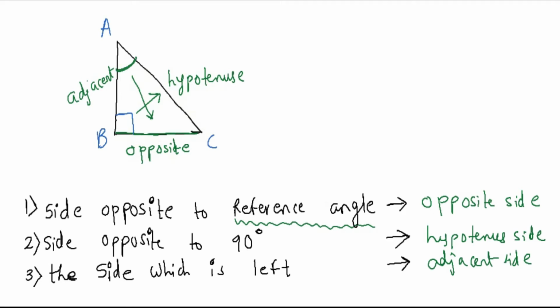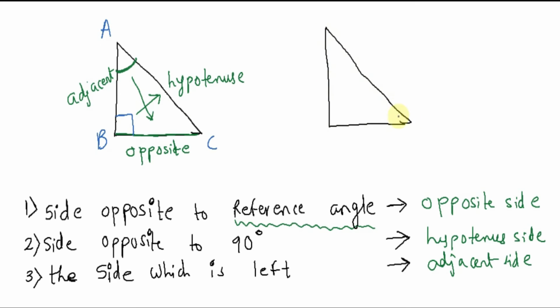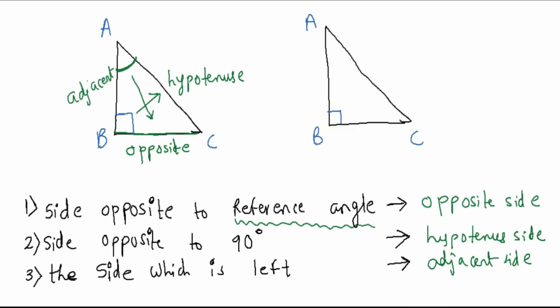Let's say we draw the same triangle again. But this time we are not taking the reference angle as A, let's take the reference angle as C. If we take reference angle as C, now what happens? The side opposite to the reference angle this time is AB, so AB will be called its opposite side. The side opposite to 90 degrees will remain the same, that is AC, which is the hypotenuse side, and the third side which is left is BC, that will be called its adjacent side.